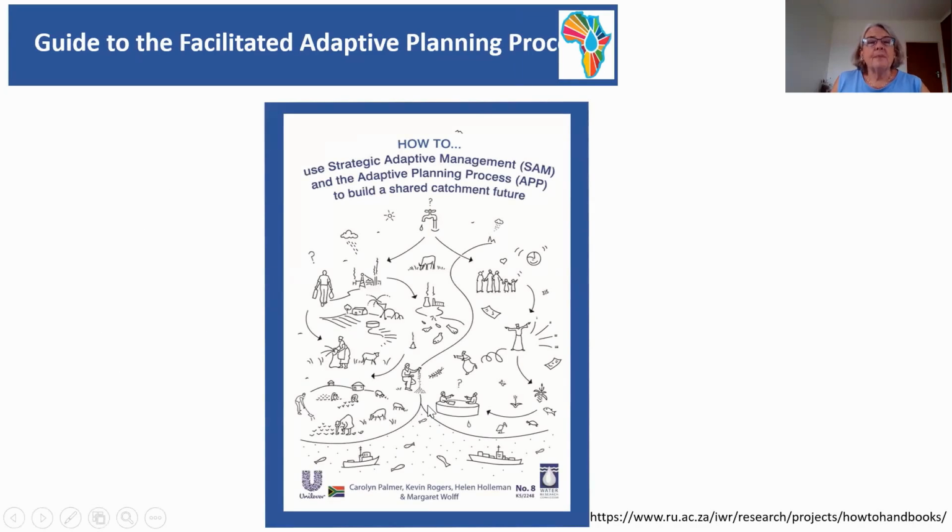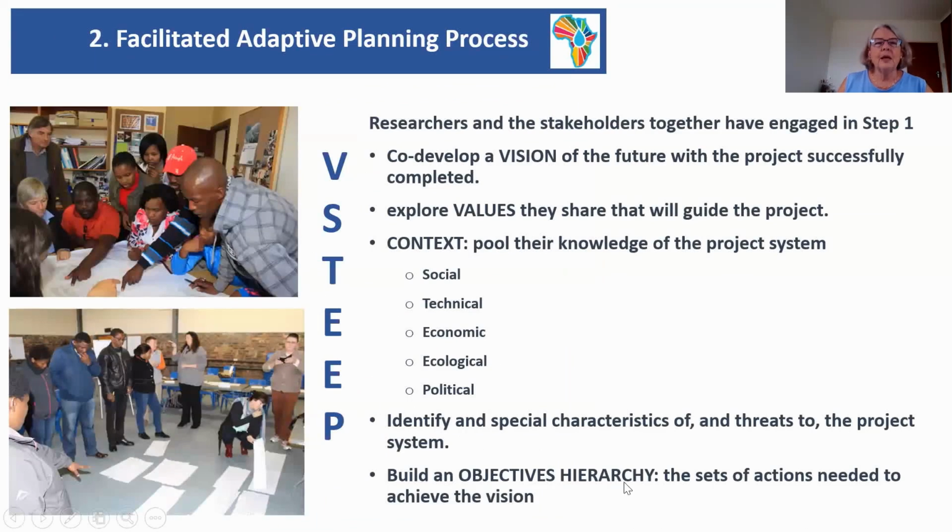Now, the next step is something called an adaptive planning process, and the details for how to run an adaptive planning process can be found in this little handbook, and this is where you can find it. But a summary is that the researchers and stakeholders together have already engaged in the bounding process, so they know something about the context. But what they need to do is to have a co-identified idea of where they want to go to.